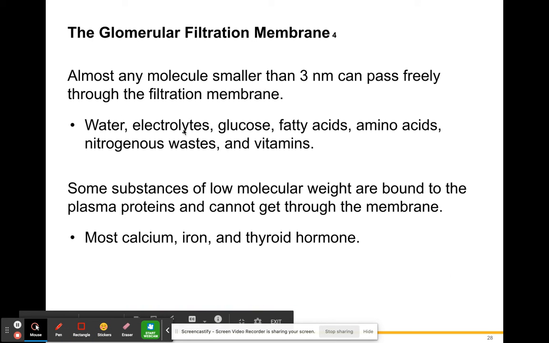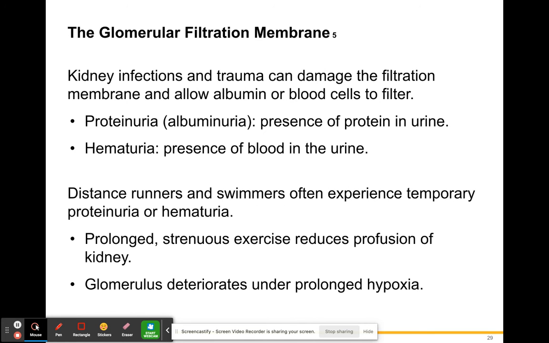Okay, so almost any molecule smaller than 3 nanometers can pass through the filtration membrane, depending on what it is. Those things include water, electrolytes, glucose, fatty acids, amino acids, nitrogen wastes, and vitamins. We just looked at that on the list. Some substances of low molecular weight are bound to the plasma proteins, like albumin, and cannot get through the membrane. Examples of that could be calcium, iron, and some hormones like thyroid hormones. Those things are not going to pass through the filtration membrane.